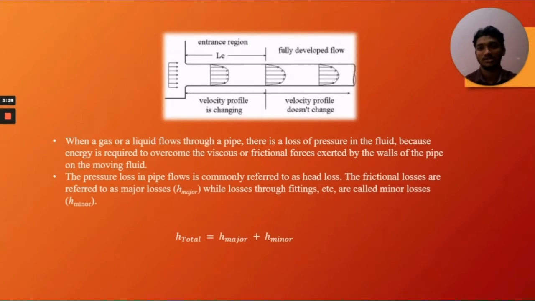So this is the image. When a gas or liquid flows through a pipe, there is a loss of pressure in the fluid because energy is required to overcome viscous or frictional force exerted by the walls of the pipe on the moving fluid. This is the main equation, H total equals H major plus H minor. H is the pressure loss in pipe flows, commonly referred to as head loss.